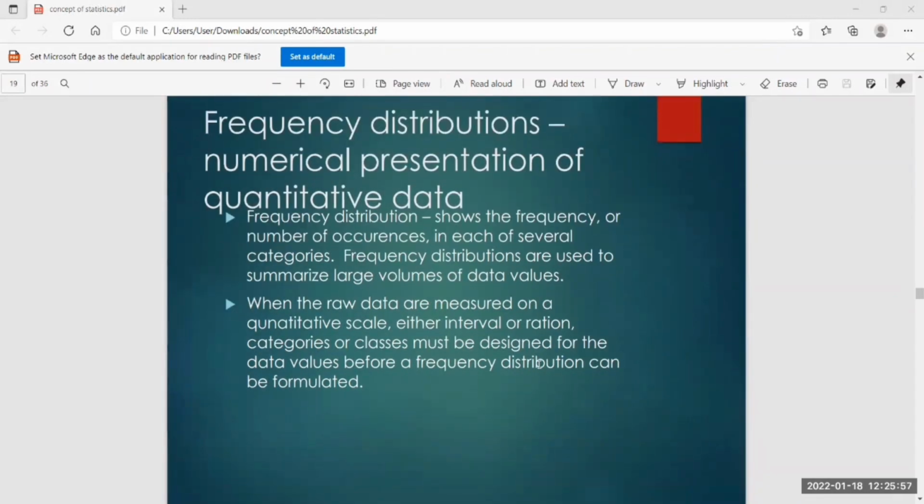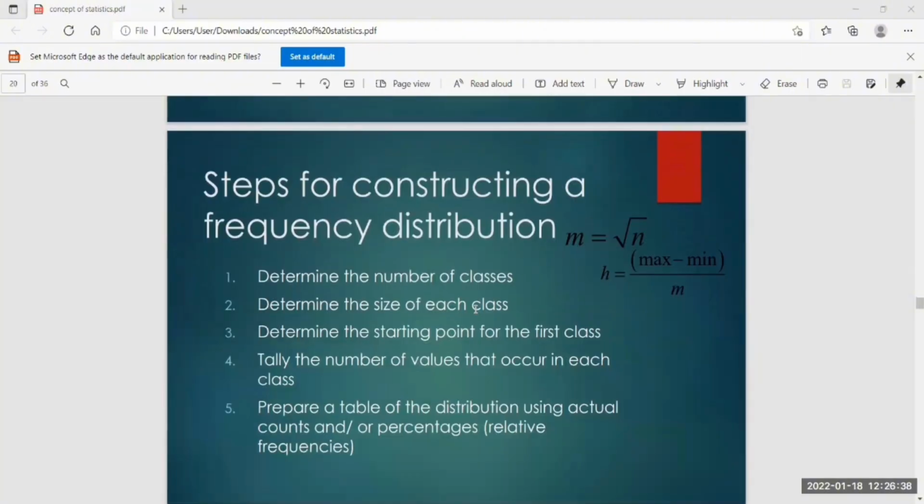Frequency distributions are the numerical representation of quantitative data. When you're trying to present it, we're trying to show it in a figure. It can be on a graph, on a bar, on a table. There are a lot of frequency distributions for numerical representation of quantitative data. It can be in a bell curve shape or a histogram. It doesn't matter how you represent it, but quantitative has more distributions.